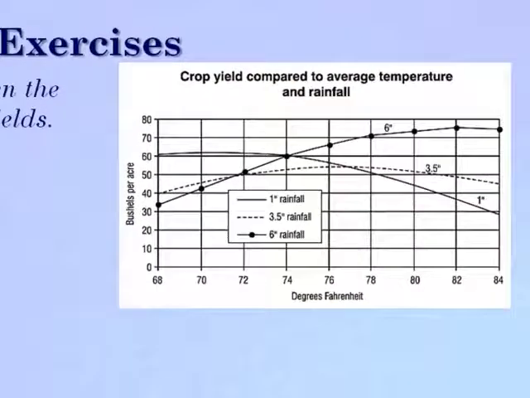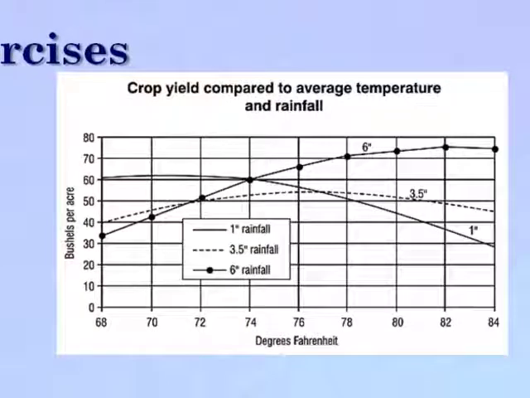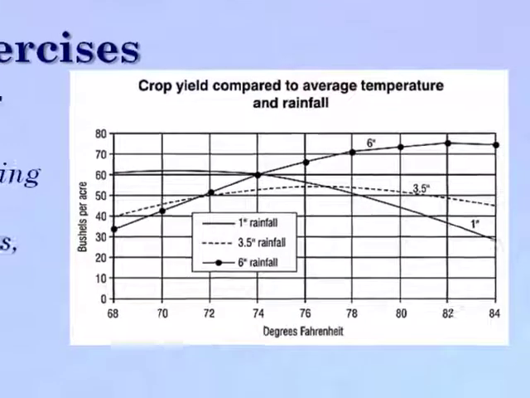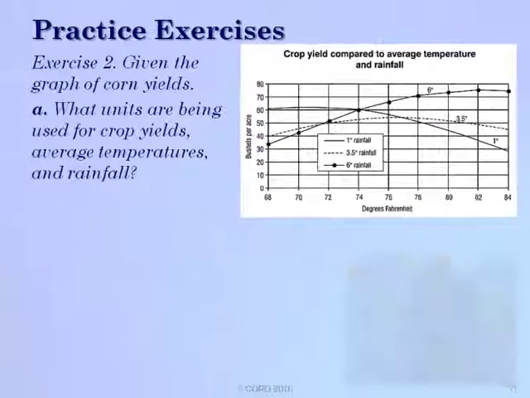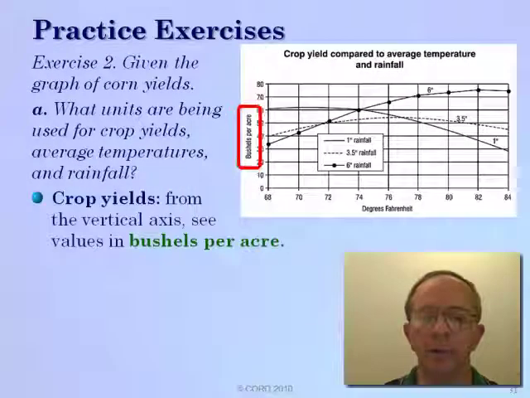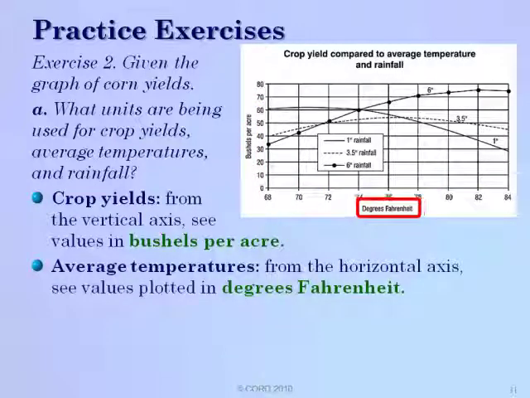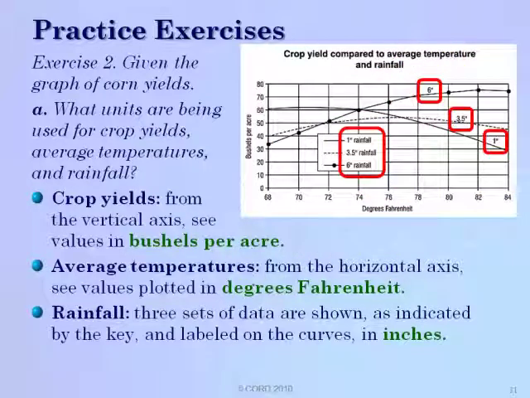Exercise 2 is going to give you another chance to practice reading a graph. This one's got three relationships on it. We're comparing crop yields to average temperature and rainfall, and what units are being used for the crop yields? Well, you can see from the y-axis, bushels per acre is being used, and the average temperature is along the horizontal axis, the x-axis, in degrees Fahrenheit. And it looks like three different graphs. We have 1 inch of rainfall, 3.5 inches of rainfall, and 6 inches of rainfall.